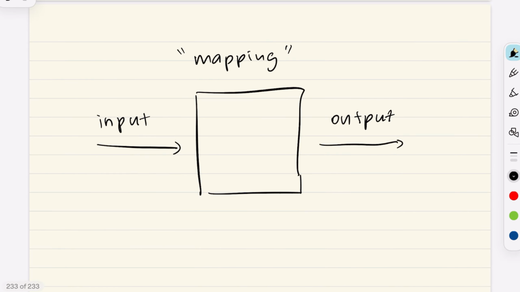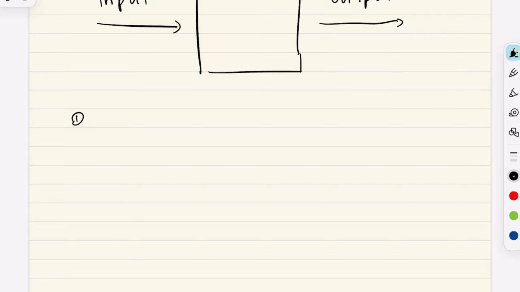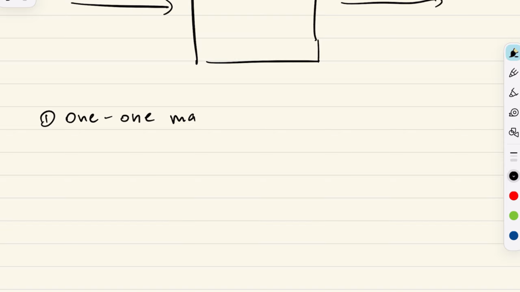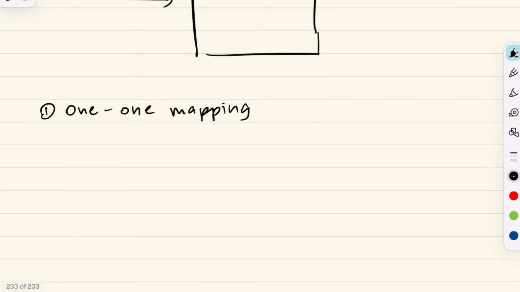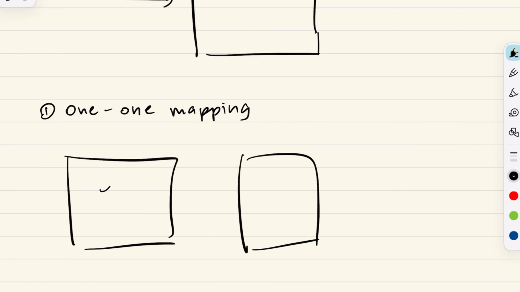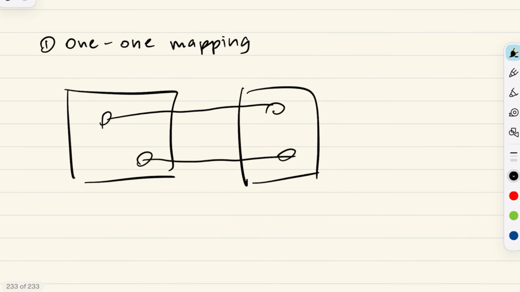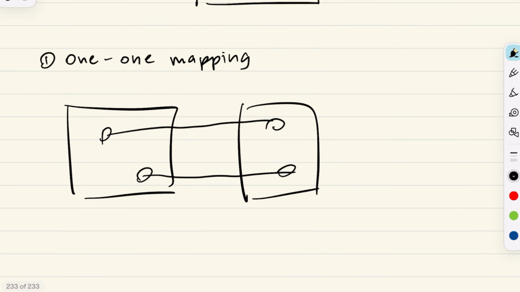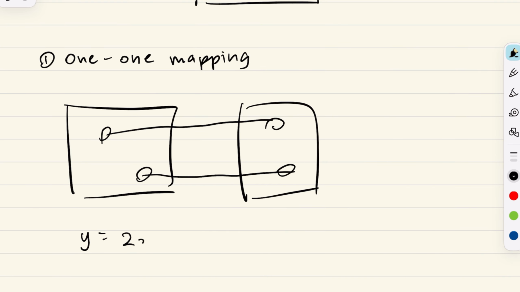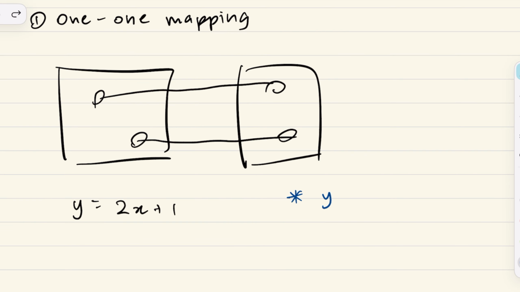All right. So there are three main types of mappings. The first one is a one-to-one mapping. In a one-to-one mapping, each input, let me just draw that out. These are inputs, these are outputs. Each input gives exactly one output, so it's going to be connected something like that. For example, y equals 2x plus 1, where y is the output and x is the input.